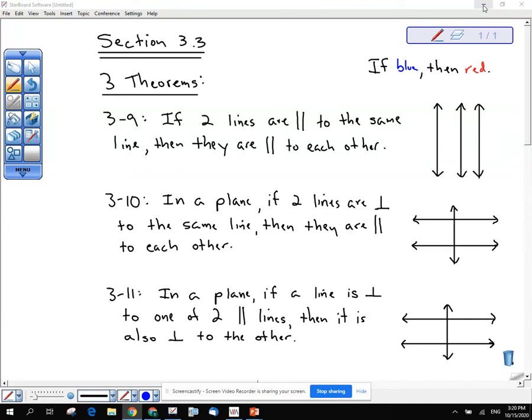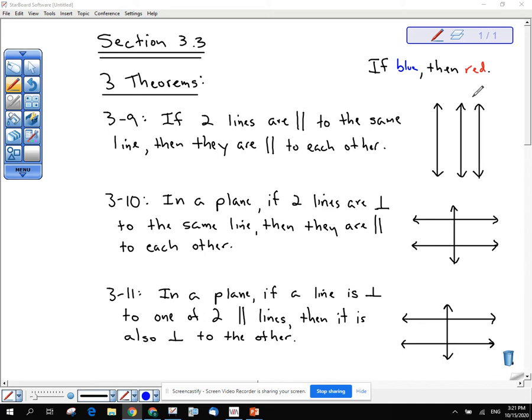Geometry section 3.3, one of the simpler sections that we'll do in the whole book. 3 theorems. Notice that they are all if-then statements. So for that reason, what I'm going to do with each one is give you a picture. And again, if-then statements. So what will be the hypothesis we'll mark in blue, and then what will be the conclusion we'll mark in red. This should help you to understand what each one of these theorems is saying.